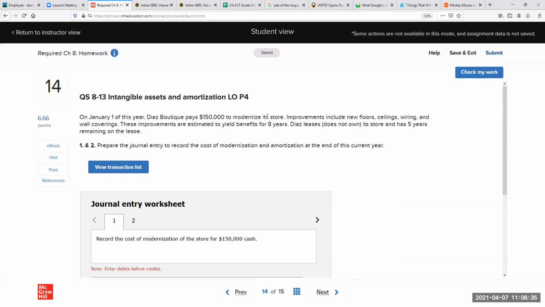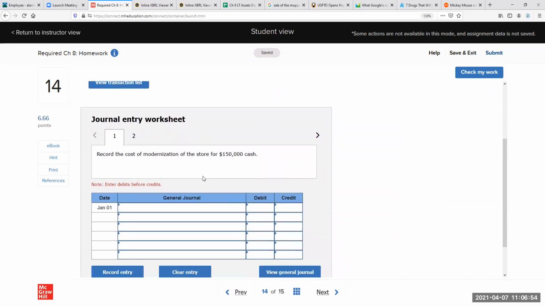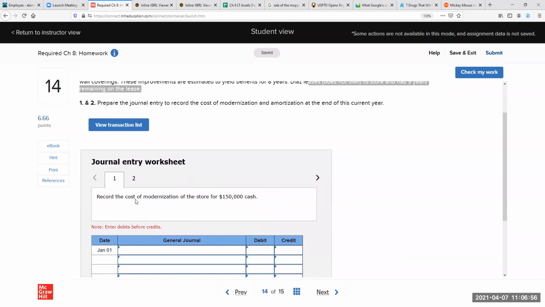They pay money to modernize the store. Improvements include new floors, ceilings, wiring, and the wall covering. The improvements yield benefit for 8 years, but the lease is only 5. So are you going to recover it over 8 years or 5? Well, the estimate is benefit for 8 years, but they don't own it, so it's 5. So you divide by which one, the 5 or the 8?